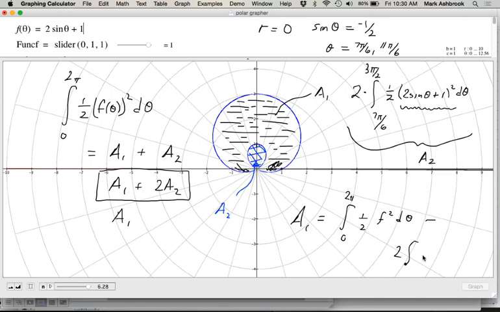2 times the integral of 1/2 r squared, and now this is from 7 pi over 6 to 11 pi over 6. Or 4 of these, right? So 4 of these, 4 half loops, but yeah. And then that gets you A1. The area inside the outer curve, but outside the loop.